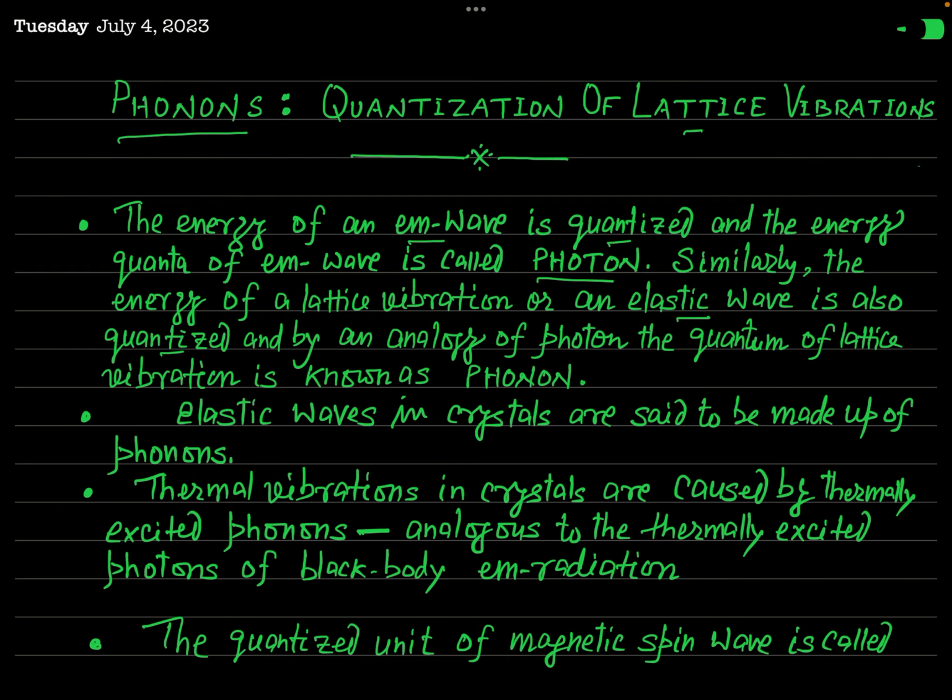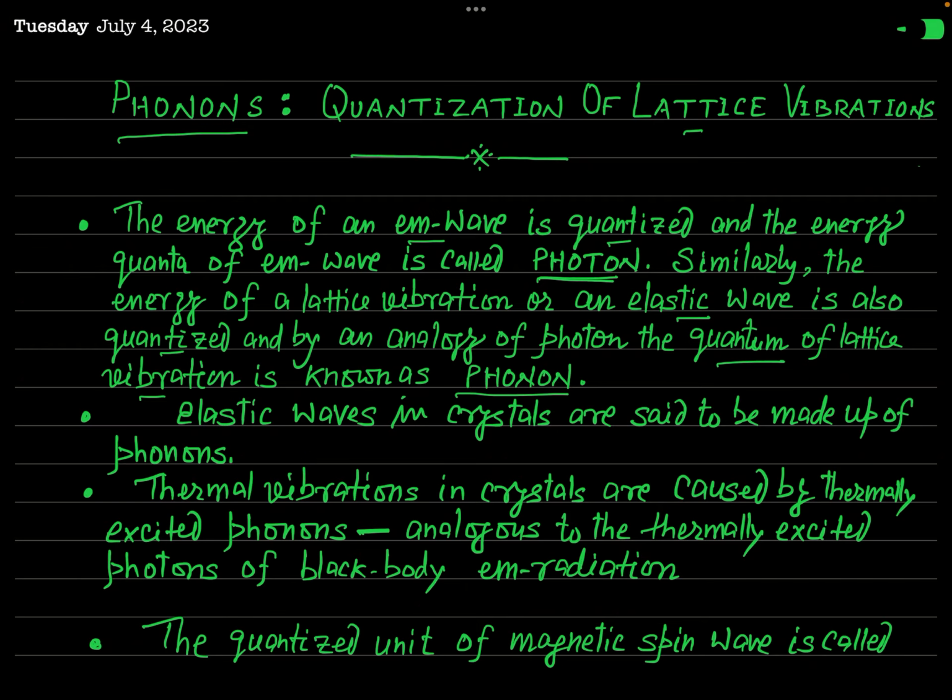So definitely, like the electromagnetic wave, this elastic wave will also have a quantum of energy. As you know, the quantum of energy of electromagnetic radiation is called photon. On the same line, we say that the quantum of lattice vibration, or the quantum of elastic or acoustic wave, is called phonon. So what are phonons? Phonons are the quantum or the particle of lattice vibration or the elastic wave, just like photons are the quantum of electromagnetic radiation. Similarly, phonons are the quantum of lattice vibration or elastic wave.